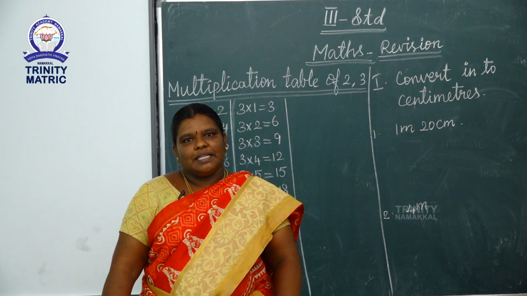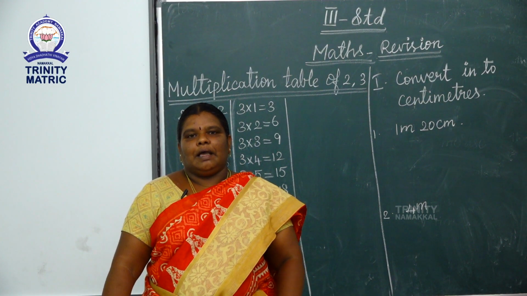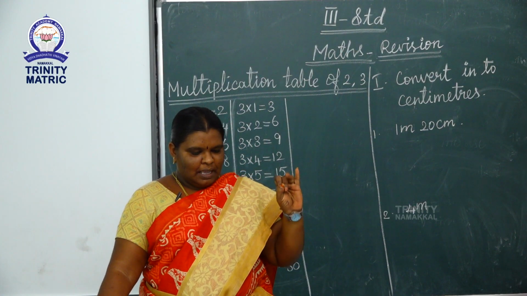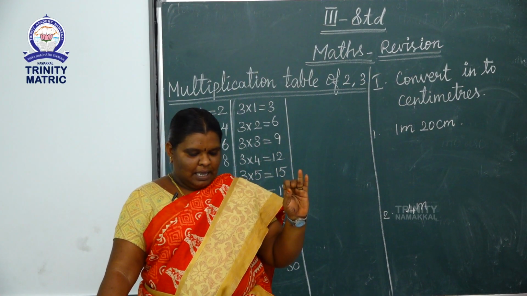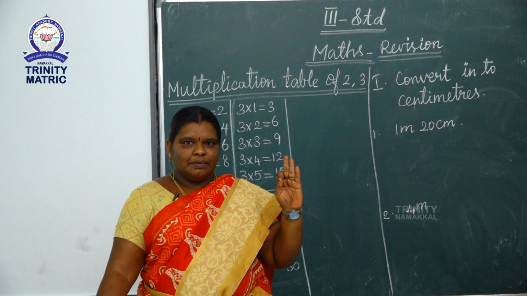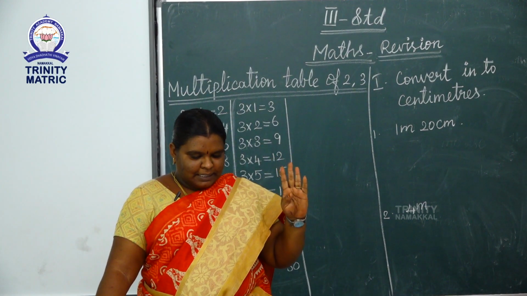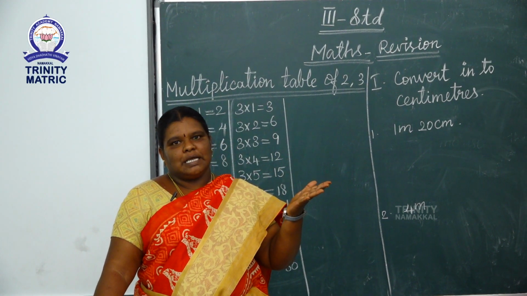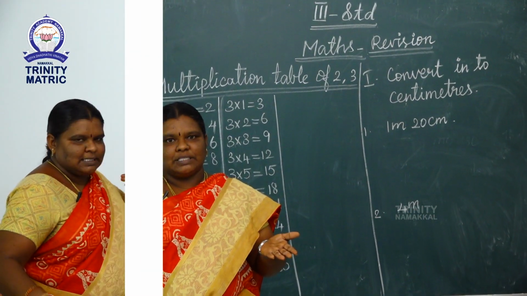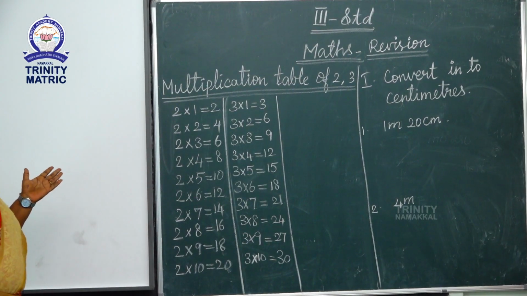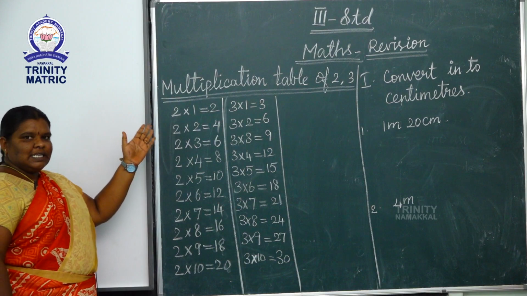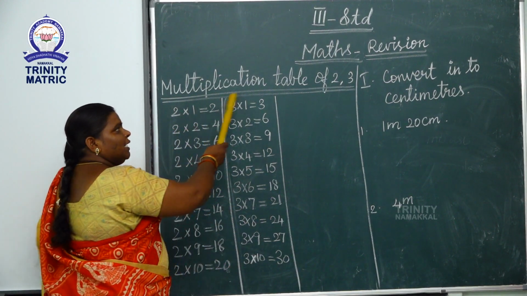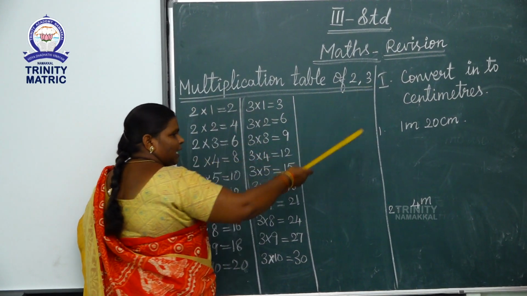What did we see in the previous class? Multiplication sums, fraction sums, write the time, write in paise, write in rupees. These sums we saw in the previous class. Today, what are we seeing in the class? First, we are seeing the multiplication tables of 2 and 3.